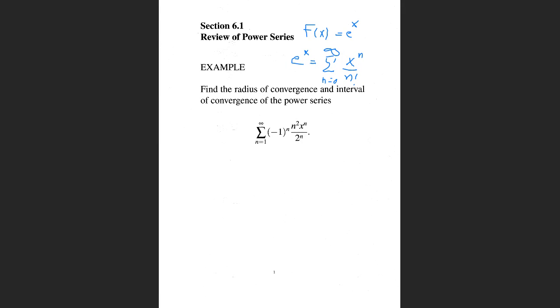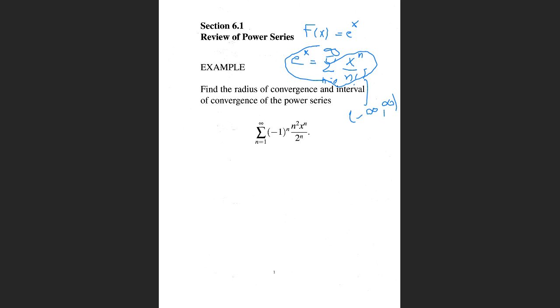And actually in section 6.1, they have a table of Maclaurin series, power series, for some very common functions like e to the x, cosine of x, sine of x, and so forth. Well, of course, this is true, but it's only true over an interval of convergence. And the interval of convergence in this case is from negative infinity to infinity.